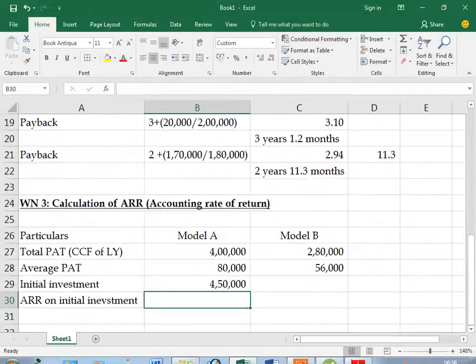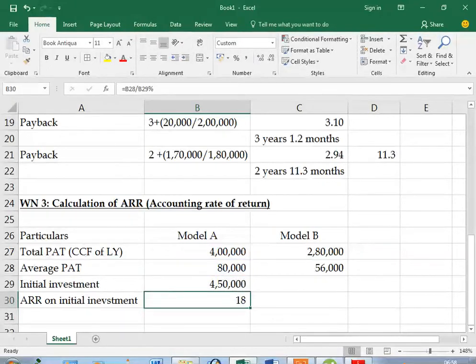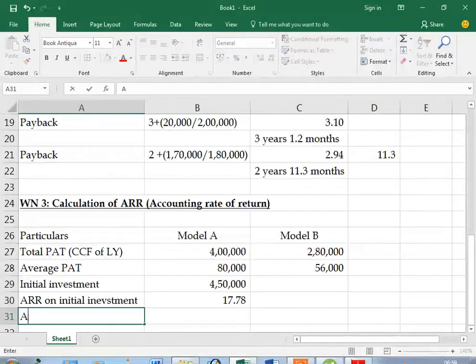4,50,000. So my ARR is nothing but what I get divided by what I invest. So I get 80,000 by investing 4,50,000. So my ARR is 17.78%. This is one form of calculating ARR on initial investment, what amount you invested in the beginning. Then there is something called ARR on average investment.